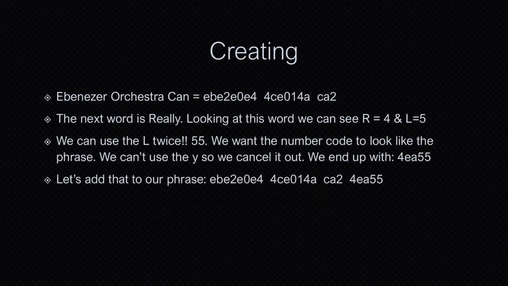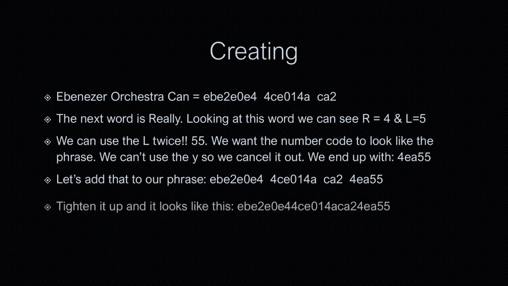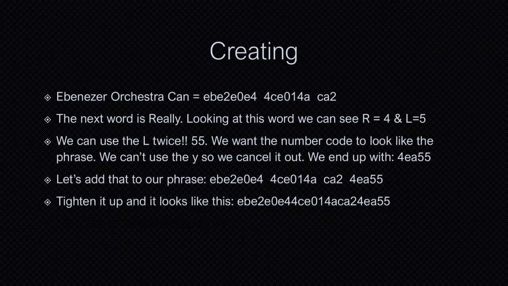We add that to our phrase. Ebenezer Orchestra can really, and it looks like this: EBE2E0E4, 4CE014A, CA2, 4EA55. Now, I want you to know already you have 23 letters and numbers already.